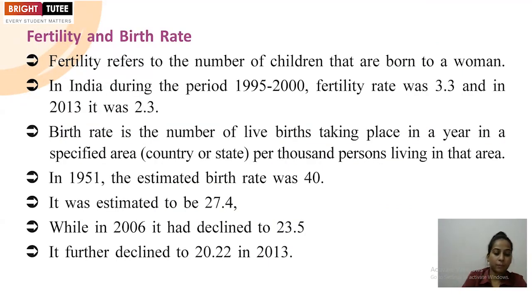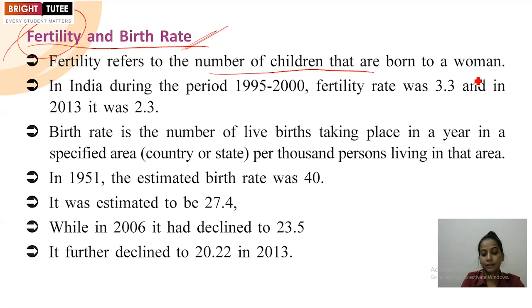So the next topic we are going to take is fertility and birth rate. Before proceeding, we need to understand the meaning of the term fertility and how to calculate birth rate. So let's start with that. Fertility refers to the number of children that are born to a woman.